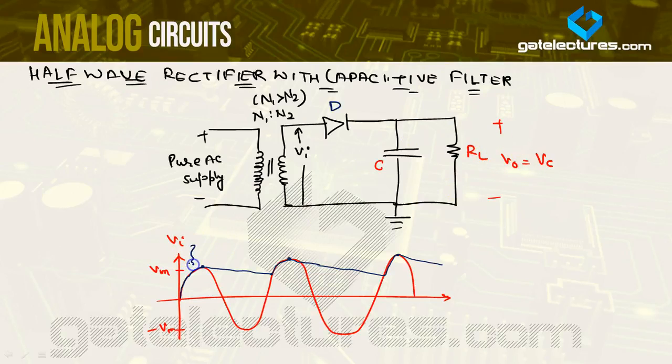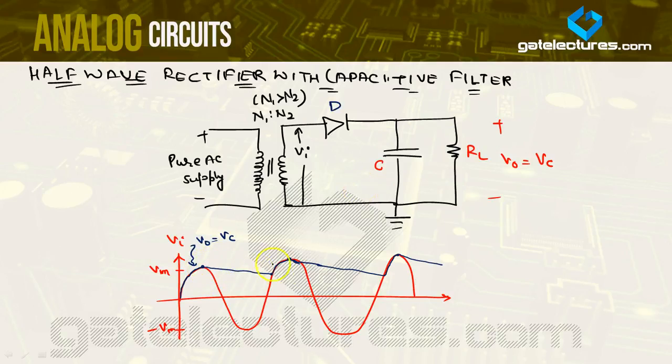Okay, so let me just show you. VO is equal to VC. You are still getting ripples, and that can be taken care of by using the full wave rectifier, which minimizes the ripples, or the voltage regulator, which is connected at the output of the filter.